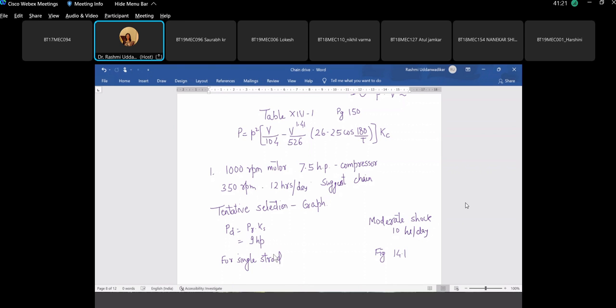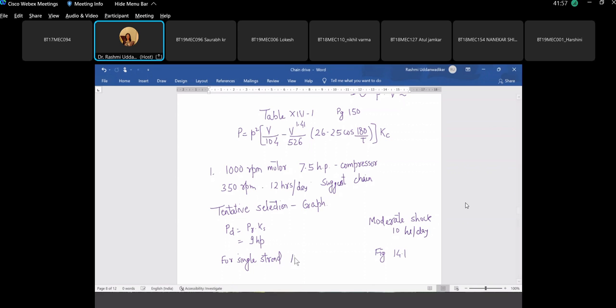Manan, which chain should we select? I am not receiving the messages on chat box. Karthik? Which chain for single strand? When I say chain, yeah, that is hash 50.